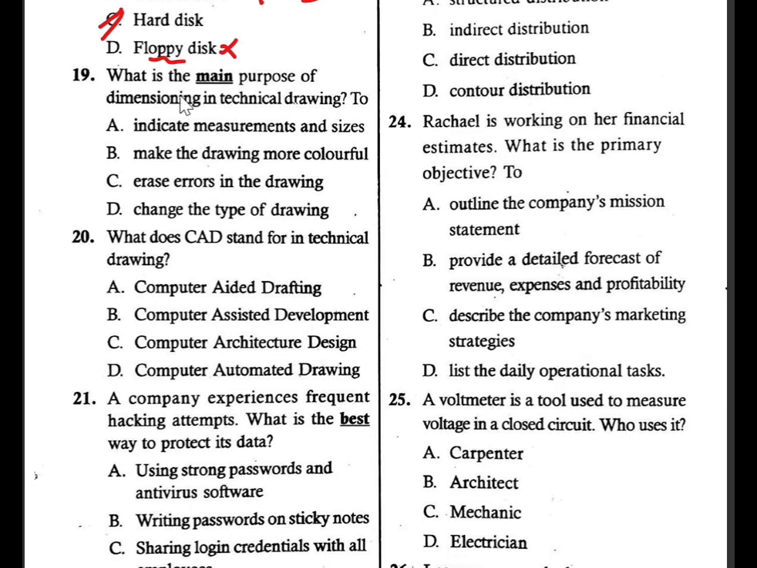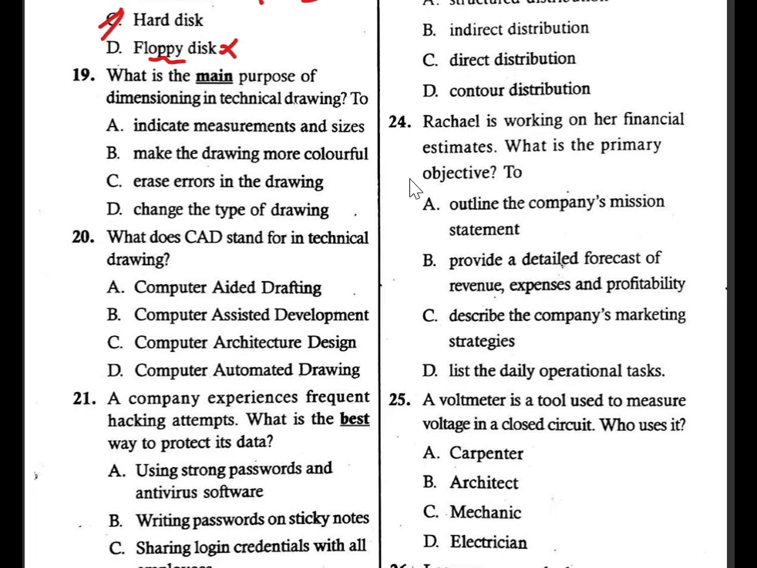Question number 19. What is the main purpose of dimensioning in technical drawing? A, indicate measurement and size. B, make the drawing more colorful. C, erase errors in the drawing. D, change the type of drawing.